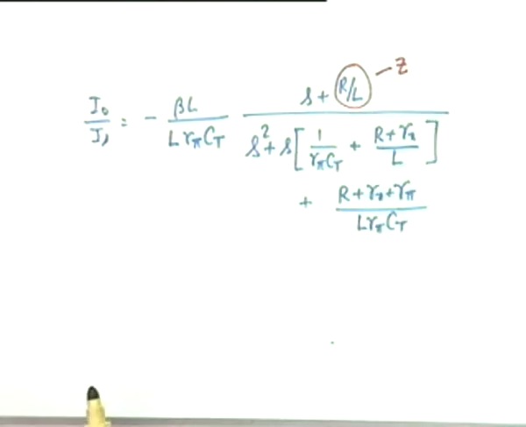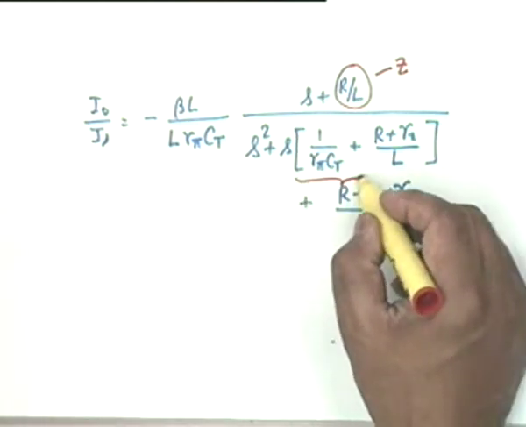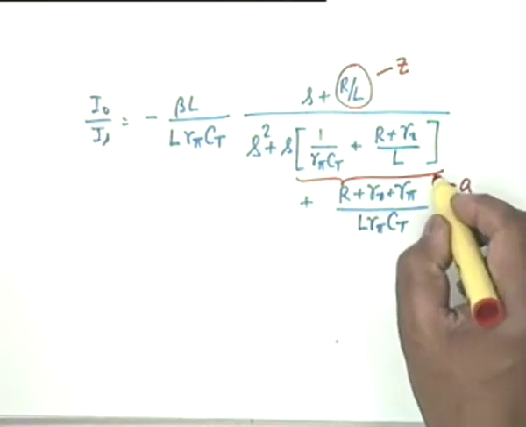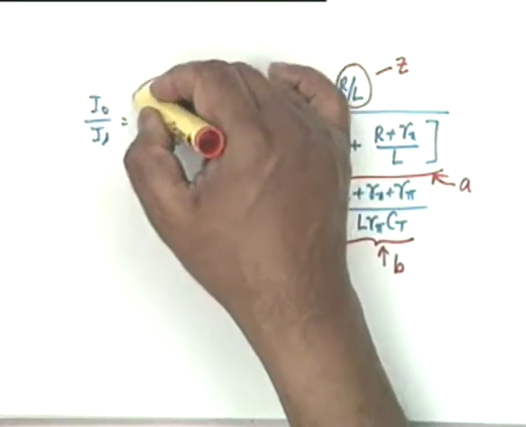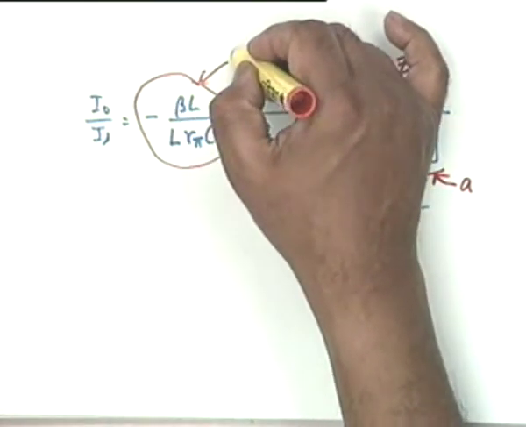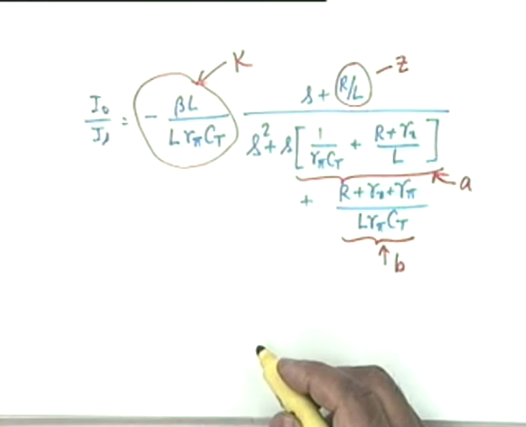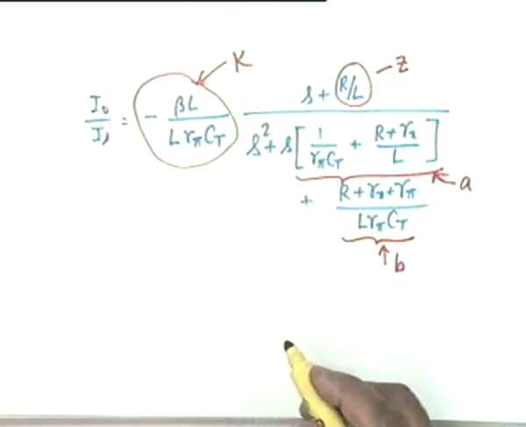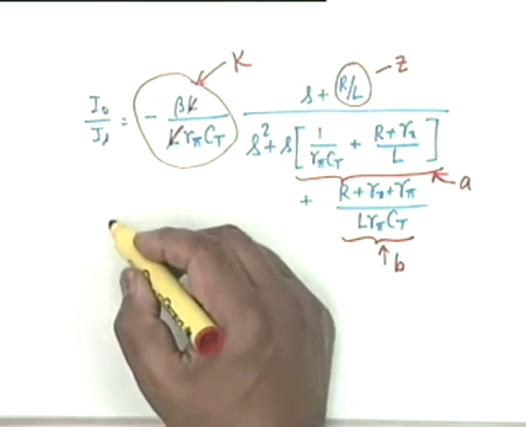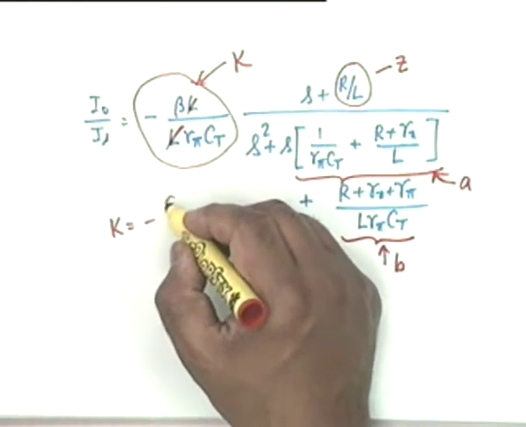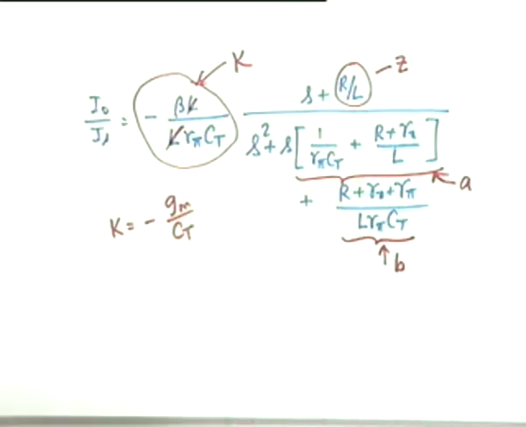as Z, which means that the transfer function has a 0 at S equal to minus Z. We shall call this as the coefficient A, and we shall call this as the coefficient B, and we shall call this as some value K. It is a negative value, L and L cancel, K is minus beta divided by R pi Ct. Essentially you see K is minus Gm by Ct. Agreed? K is minus Gm.